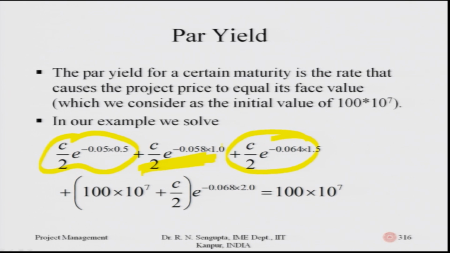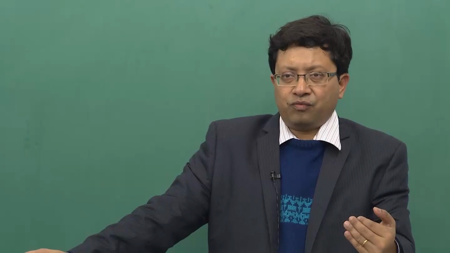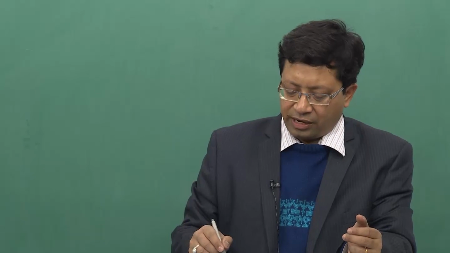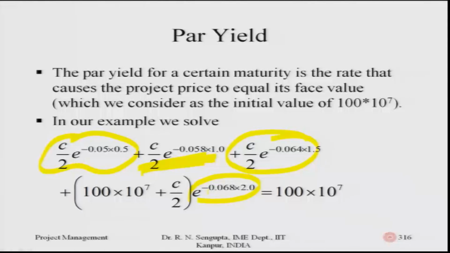So, there would be two terms, one based on the 100 crores and another based on the C value, the par yield which you received, which is basically divided on a semi-annual basis. So, that term has to be brought back to as of now, which is today. Hence, it is multiplied by the value of e to the power minus 0.068 into 2, and that is equated to 100 crores, and based on that you find out C.